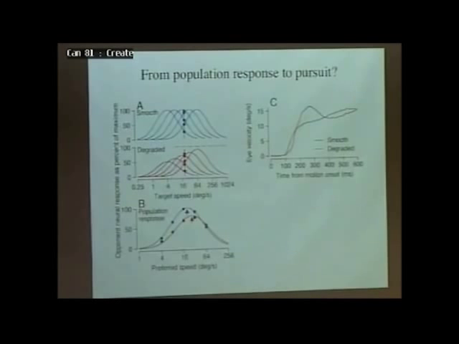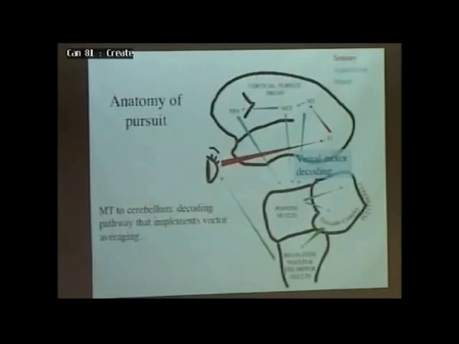That's exactly what the pursuit system does, and so it's proven, right? The pursuit system estimates the preferred speed at the peak of the population response. That's how it figures out how fast the target was moving. Okay, so I'm actually close to finished.